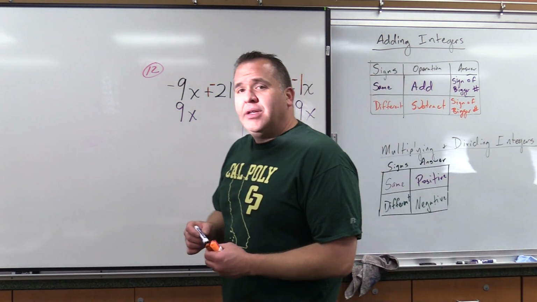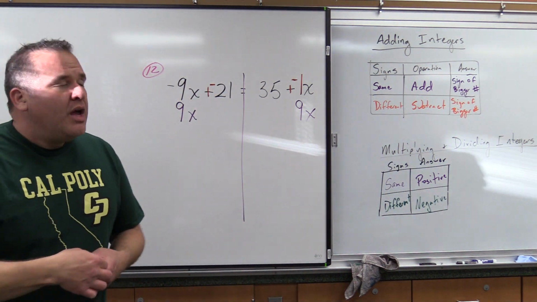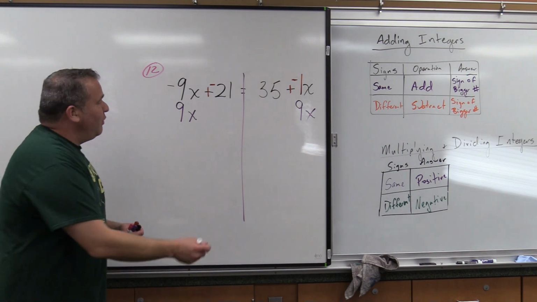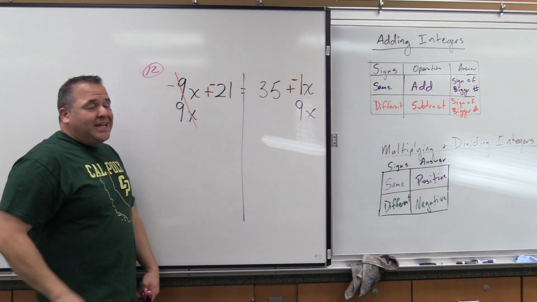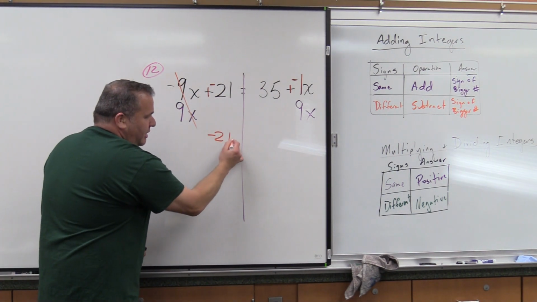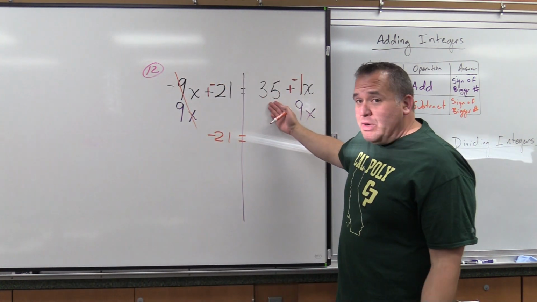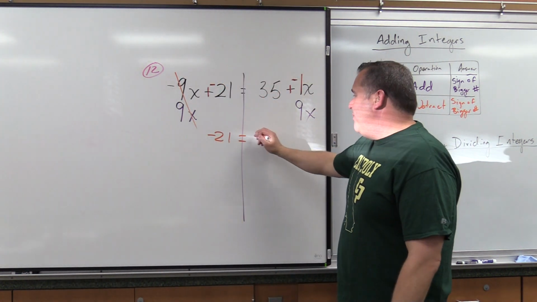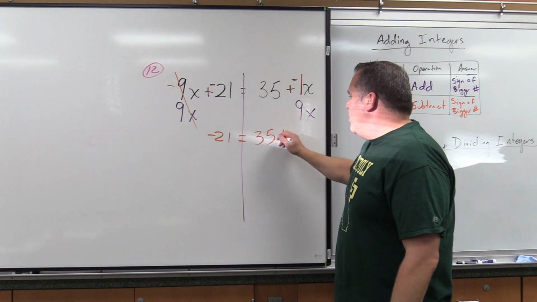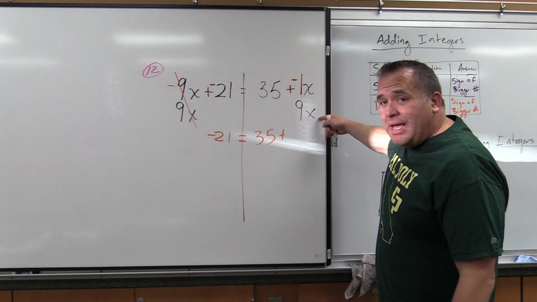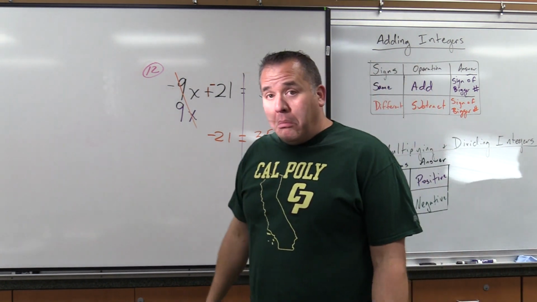All right. Now let's start solving. If we look, negative 9 plus 9, 0. So guess what? Those will cancel out, leaving us with negative 21 is equal to. Now right here, I'm going to take this 35. We didn't do anything to it, so bring it down. 35 plus. Now here we got a negative 1x plus 9x.